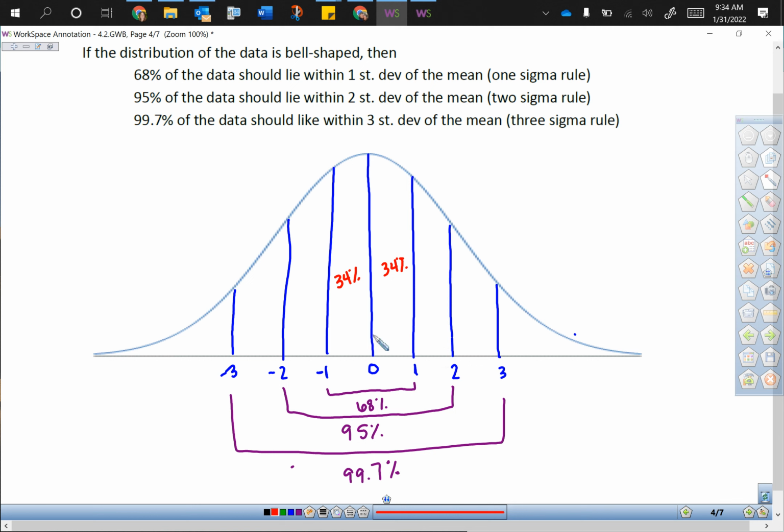We know that from 0 to 2 would be what percentage of my data? 47.5? Okay. So then what percentage is just in between 1 standard deviation and 2 standard deviations? How do I get that? Ooh, 13.5. How'd you get that?